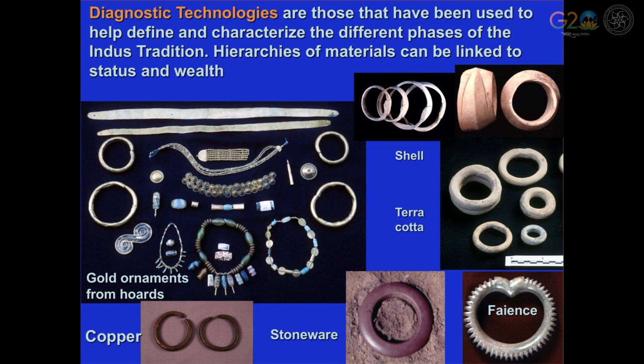Diagnostic technologies are those that have been used to help define and characterize different phases of the Indus tradition. These technologies include a wide range of materials and techniques that were used to create hierarchies of materials that I argue can be linked to status and wealth. The Indus civilization at various periods, beginning from the Ravi phase, was a hierarchical society. It was not egalitarian, and there's clear evidence of that in the types of materials being used and the hierarchies of materials being used.